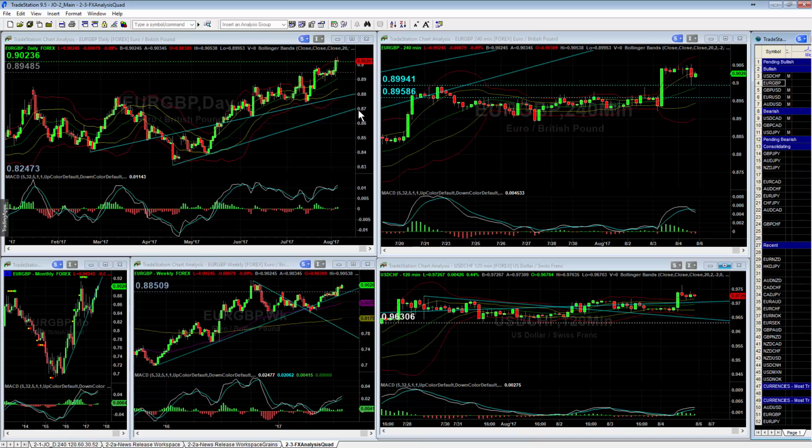Here in the euro pound, you can see that we got the big move up here, and then a move sideways, retested the 0.89941, and then went back up and closed a little bit higher.